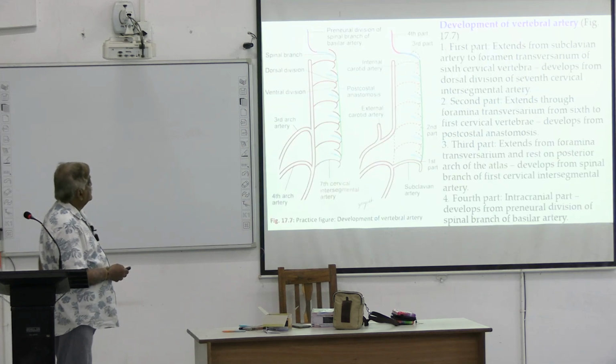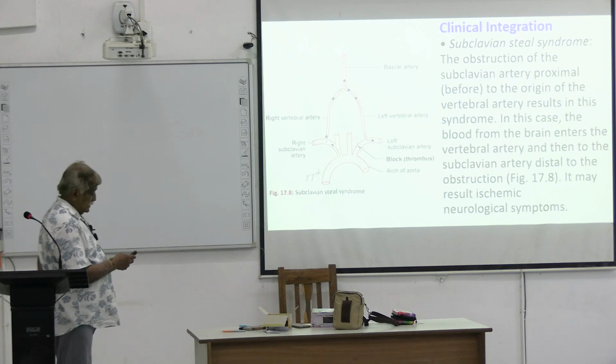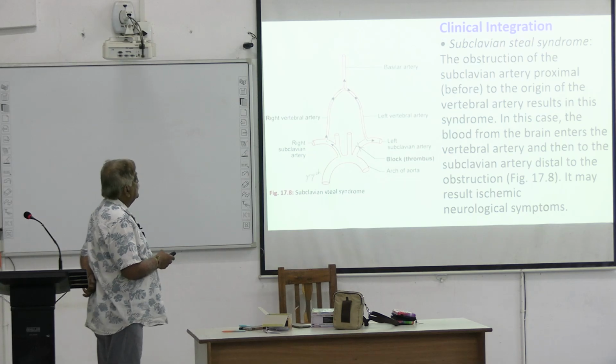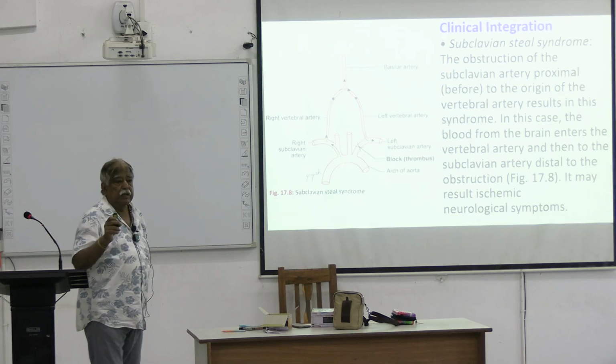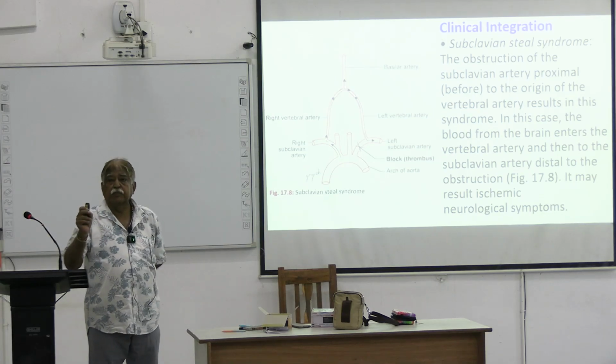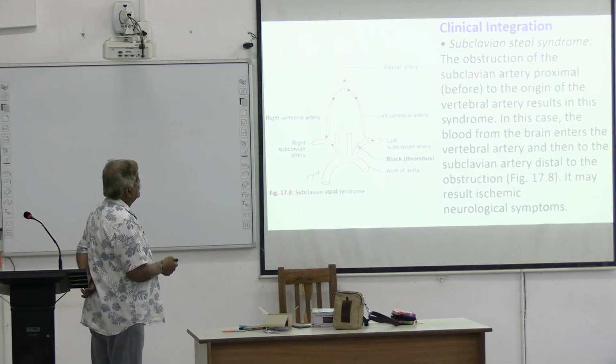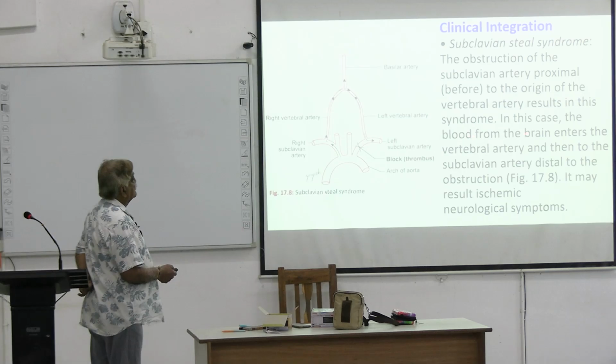Now you can see the development. Now clinical integration. Subclavian steal syndrome. This is a short note. Subclavian steal syndrome, short note. What does it mean? The obstruction of the subclavian artery proximal to the origin of the vertebral artery results in this syndrome. In this case, the blood from the brain enters the vertebral artery and then the subclavian artery distal to the obstruction. It may result in ischemia and neurological symptoms.